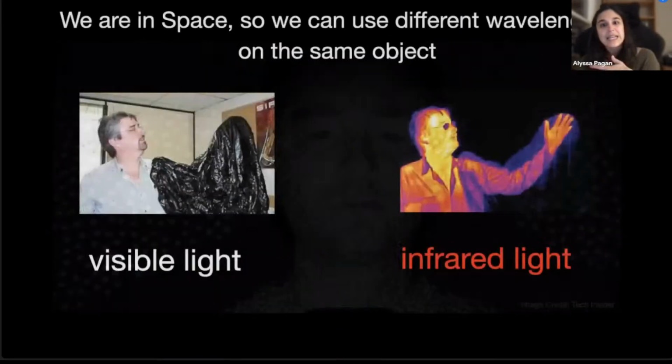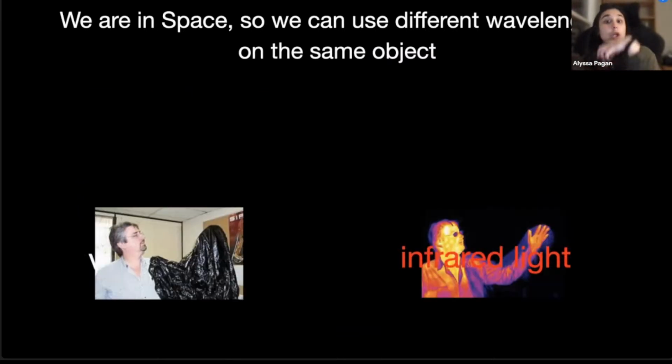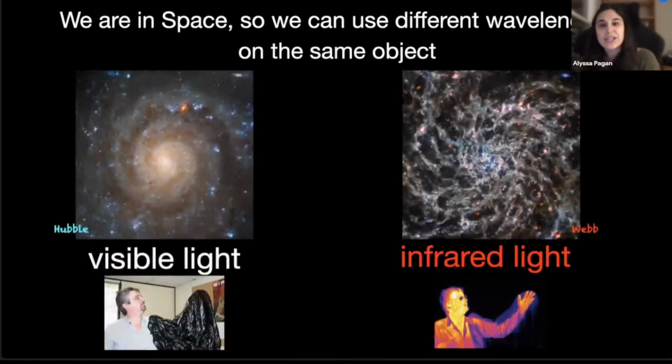But if we're looking at things in space, here's a parallel of an optical image where we see an opaque bag, and then we see the same image in infrared light, and we can see through the bag. That's exactly what's happening when we're looking at infrared light in space. On the left, we have a Hubble image, the visible light image, and we can see this spiral galaxy with these dusty arms.